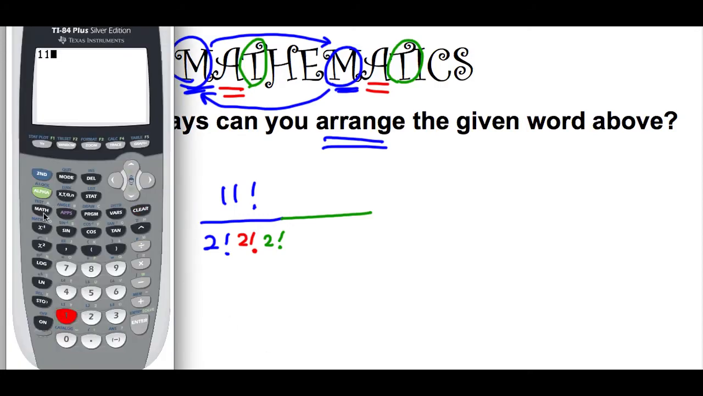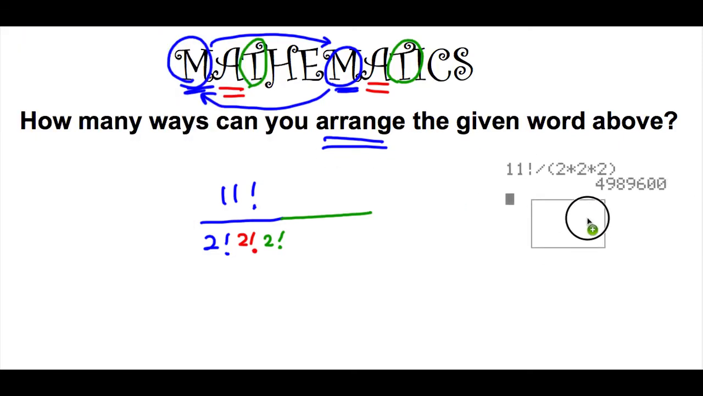11 factorial divided by 2 factorial. But what is 2 factorial? That's right, it is simply equal to 2. And then another 2 factorial, that's equal to 2, because 2 times 1 is equal to 2. And another 2. Then that becomes our answer.